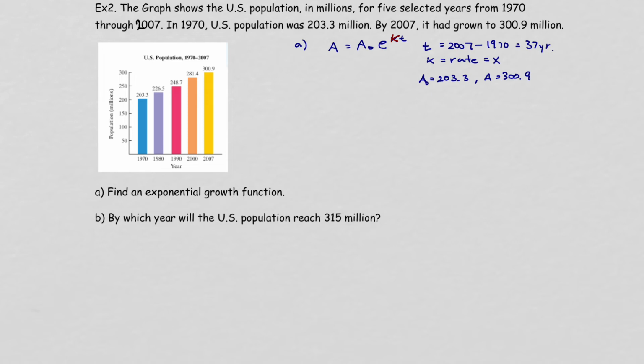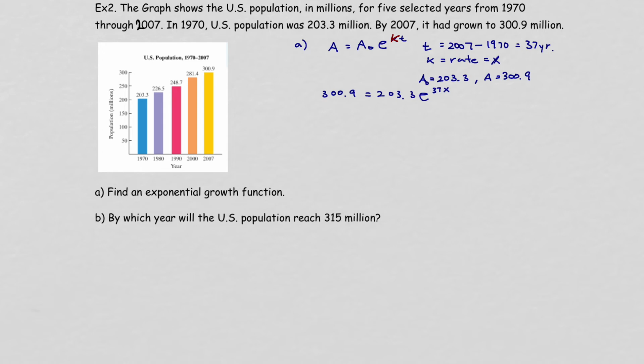So when you replace that into the function, you will end up getting 300.9 equals 203.3 e to the 37 to the x exponent, or let's say x or k, whatever that value is.